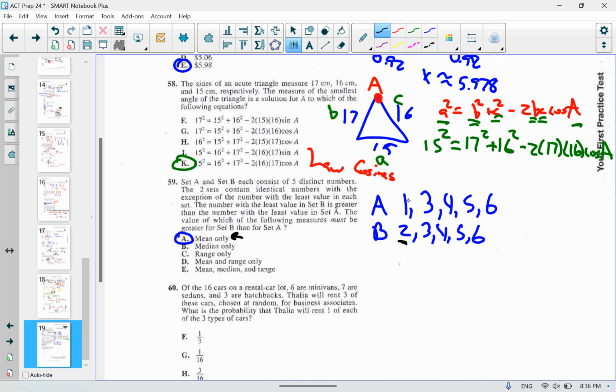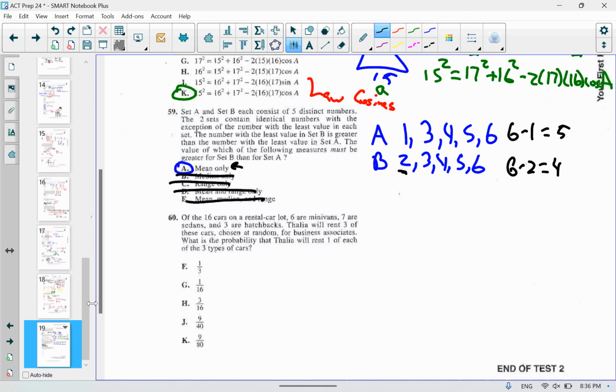Median, not true, because if I were to line up the medians, you'll notice that the median is the exact same. So that is not going to be true. My range is actually going to be smaller, because 6 minus 2 gives me a range of 4. Here, 6 minus 1 gives me a range of 5. So that can't be true, and because median and range can't be true, the other ones also get knocked out.